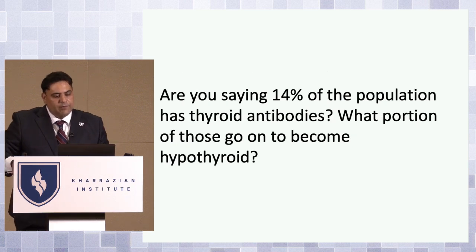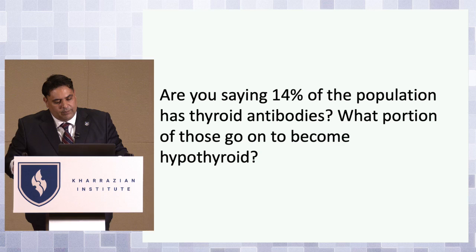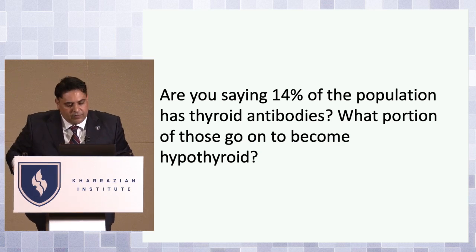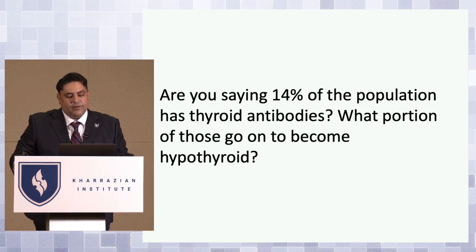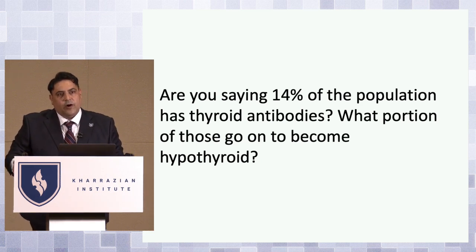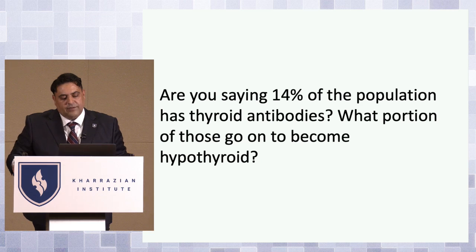Now, next question. Are you saying 14% of the population has thyroid antibodies? What portion of those go on to become hypothyroid? So, the studies are showing that 14% of the population is between 10 to 15%, depending on which paper you read. But yes, there's a significant portion of the population that develops these antibodies, and virtually all of them go into a hypothyroid state over a period of time. The paper I showed you in Autoimmune Reviews showed that it was about 7 years.